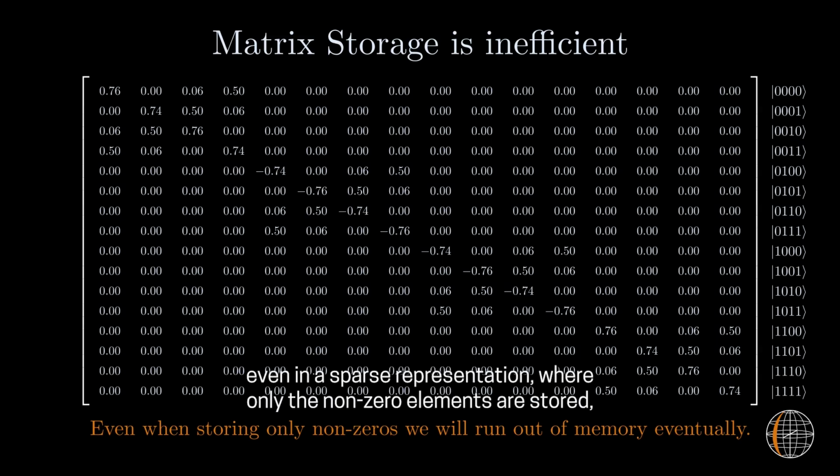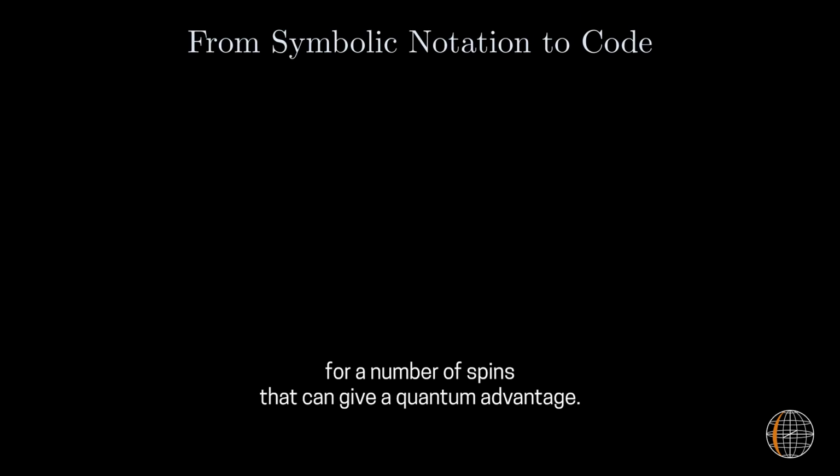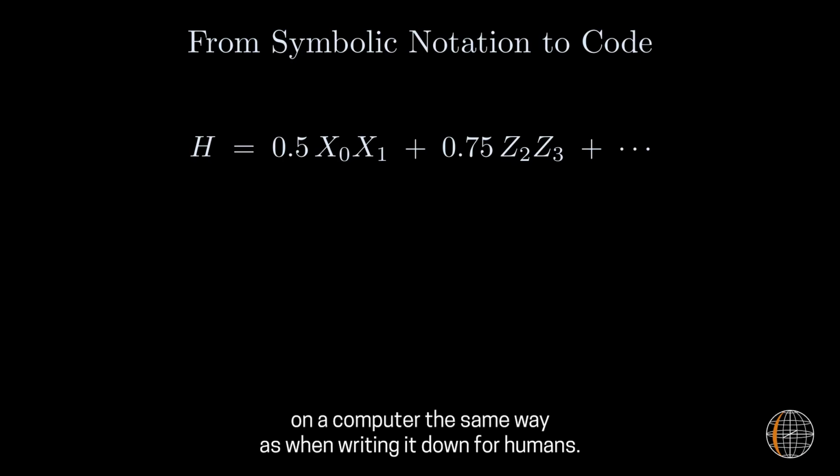More importantly, even in a sparse representation, where only the non-zero elements are stored, we will run out of memory storing a Hamiltonian in this form for the numbers of spins that can give a quantum advantage. For this reason, it makes more sense to construct and store spin Hamiltonians on a computer the same way as when writing it down for units.